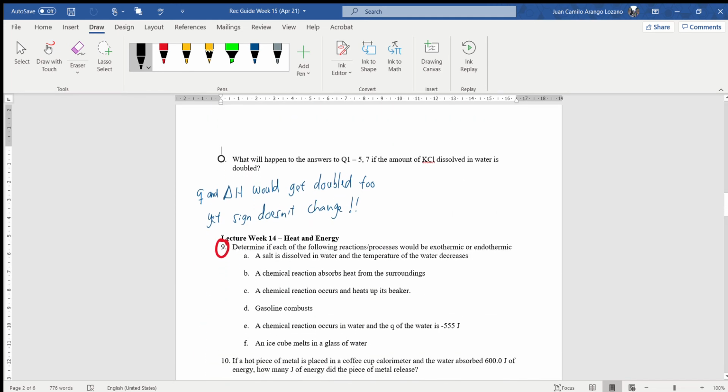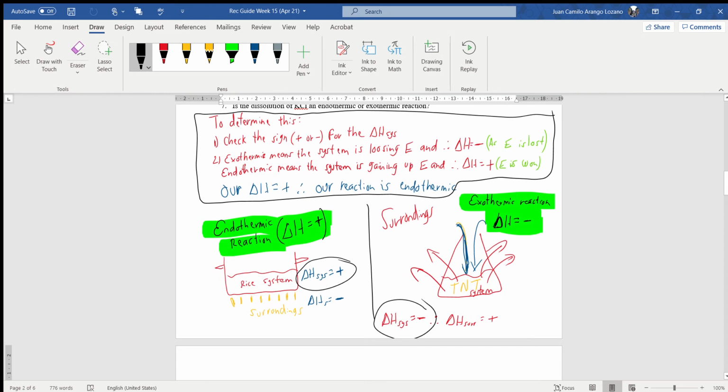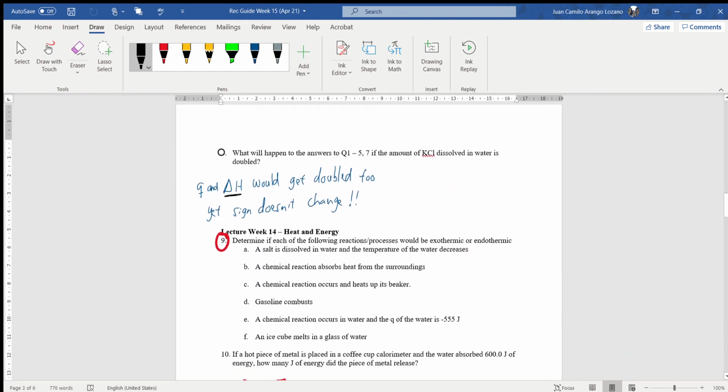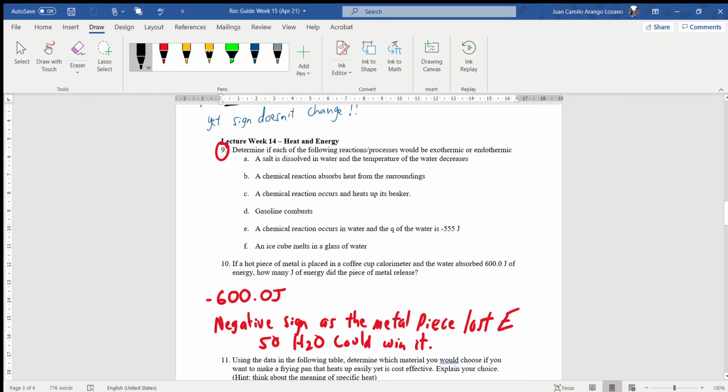Okay, so now what will happen to the answers from question number 1 to 5 and 7 if the amount of KCl dissolved in water is doubled? Well, regarding the first questions, that means that if you double the amount of water, you will double the mass, therefore you will double the moles, therefore you will be doubling the delta H's. Okay? Of course, regarding this question over here, the signs won't change whatsoever. You will only change the magnitudes of the delta H's. Question number 9, it's for you to do, so this is yours.